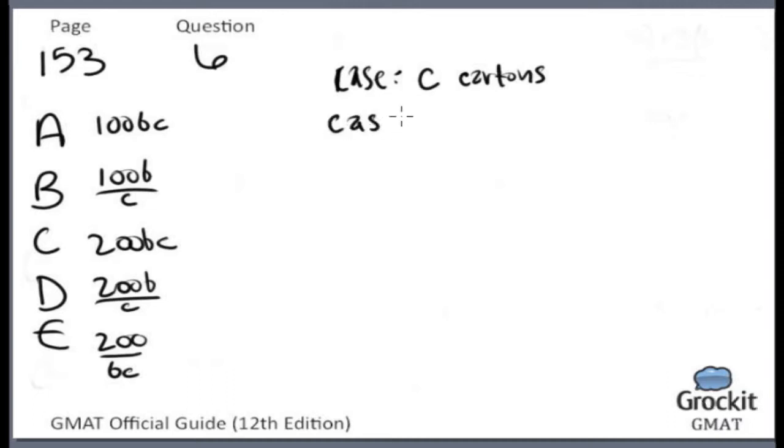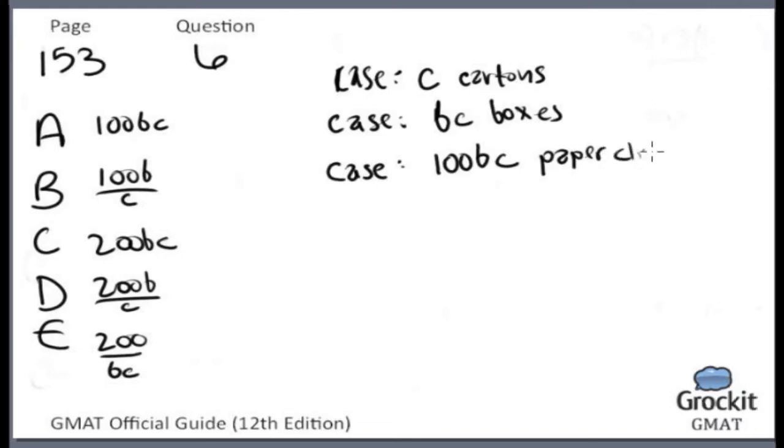A case then still has, if we wanted to know how many boxes are in a case, that would be, since there's B boxes in every carton, the case would have B times C boxes, because there's B boxes in every carton, and so however many cartons there are, we would multiply that times the number of boxes. A case then, and each box has 100 paper clips, so a case would have 100 paper clips for every box, and for every one of those, times the number of cartons. So each case has 100 BC paper clips. There's choice A right there.